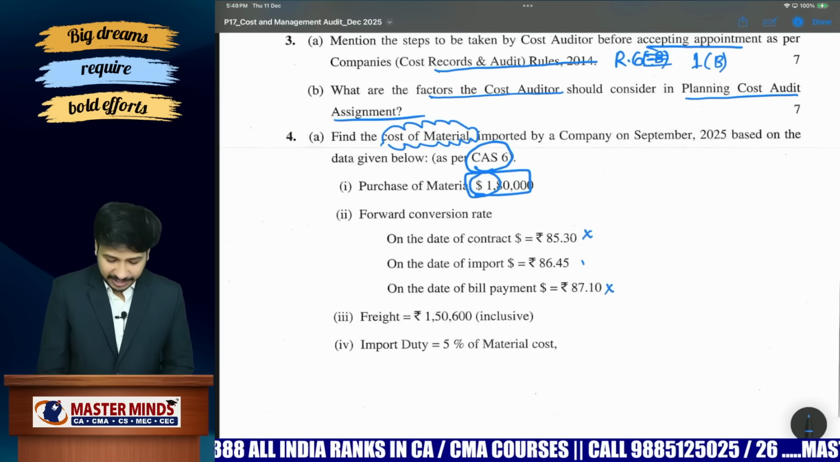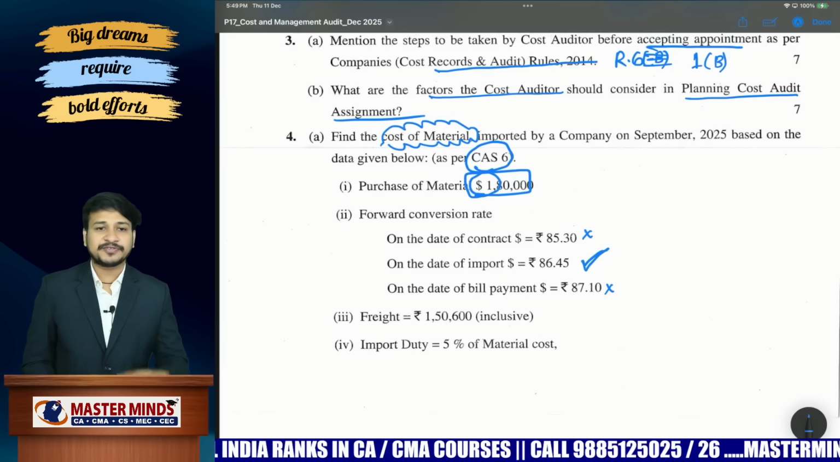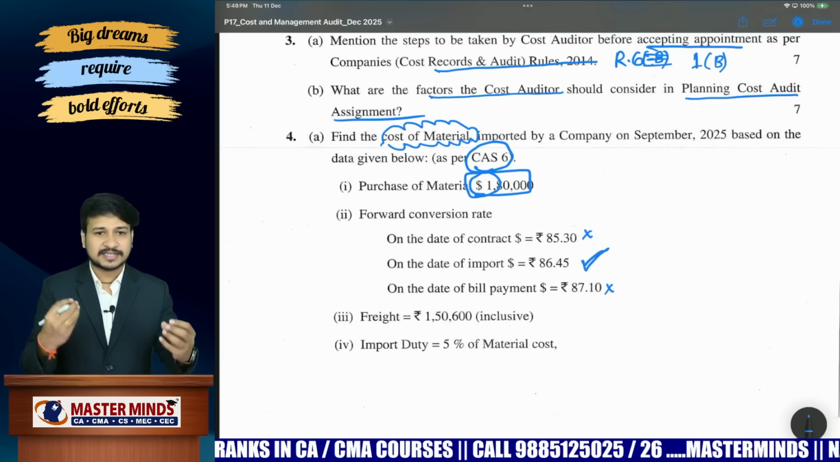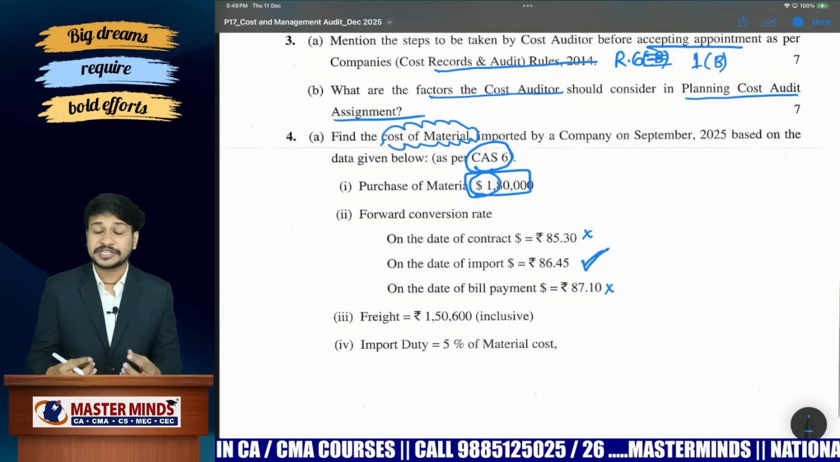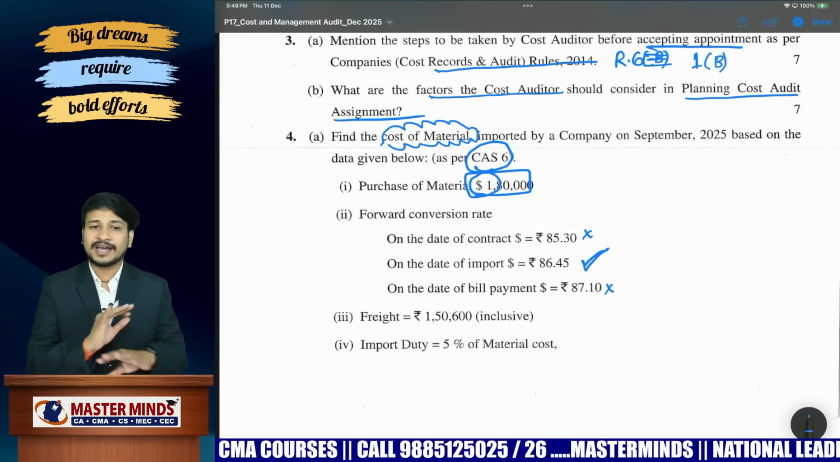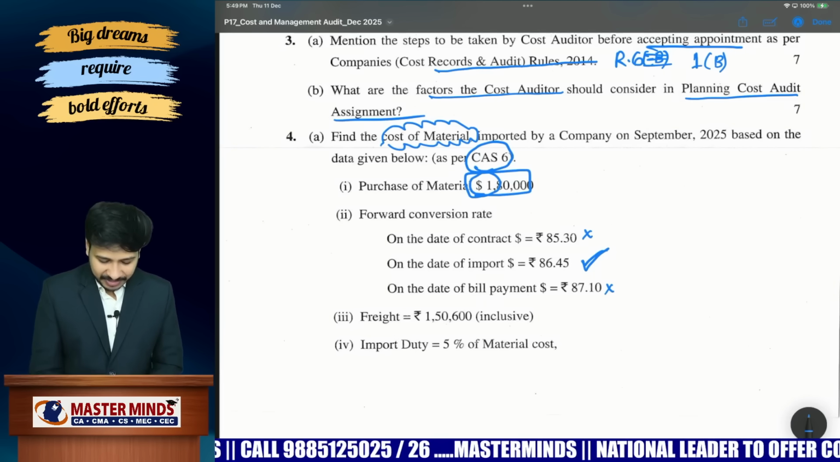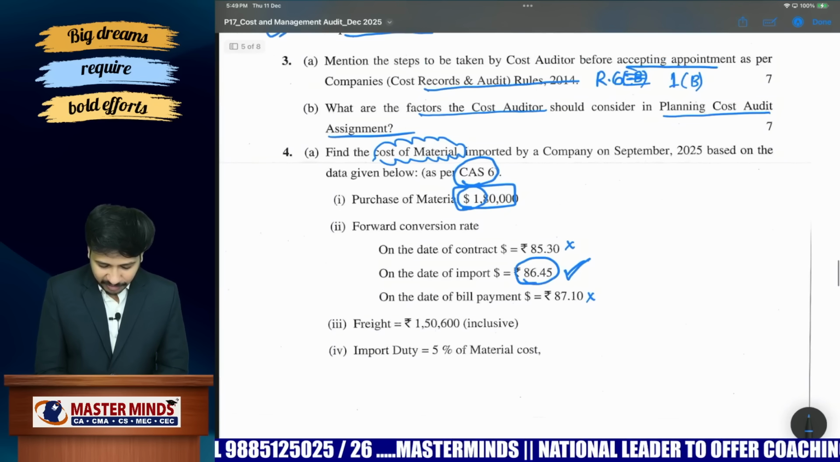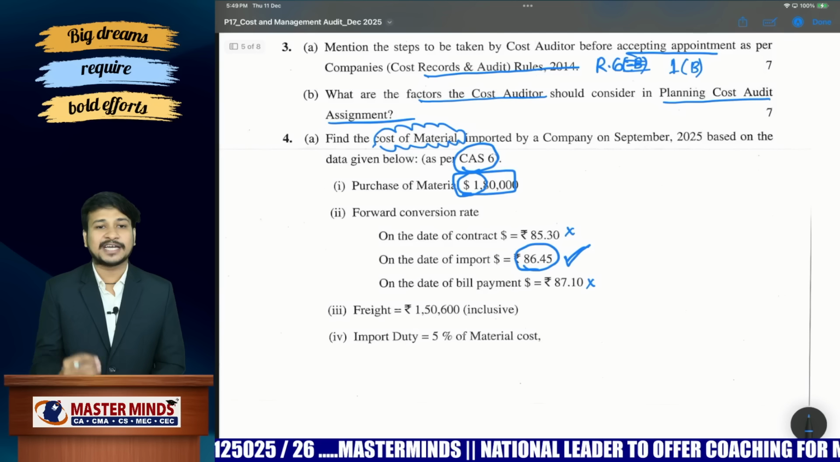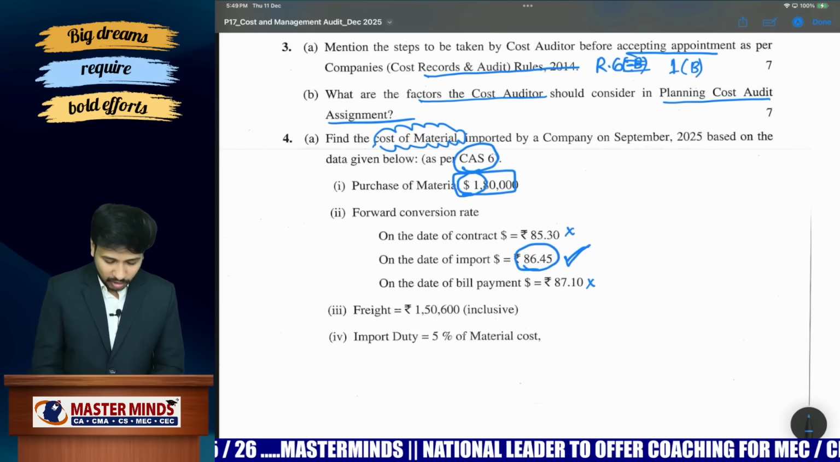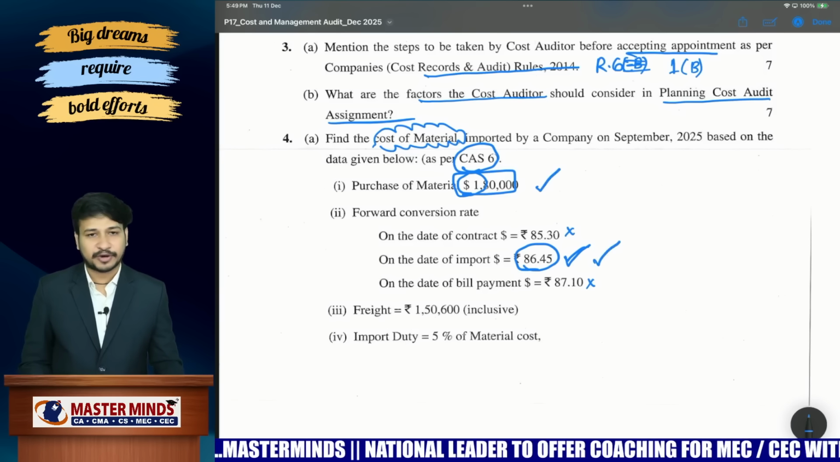You need to consider the date of import. The difference between the date of import and the date of payment, whatever is there, is nothing but forex difference, which has to be transferred to the costing P&L account. It has no place in the abridged cost statement at all. So you need to consider the rate on the date of import, which is clearly stated as per CAS number 6. So $1,80,000 multiplied by 86.45.